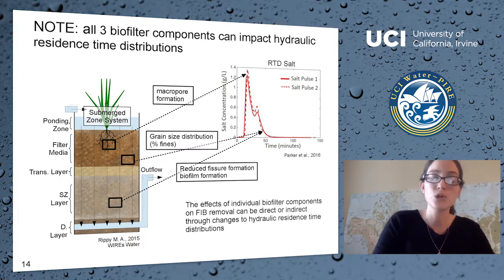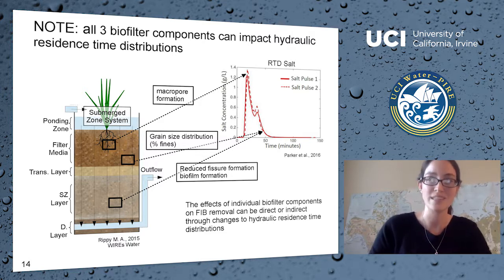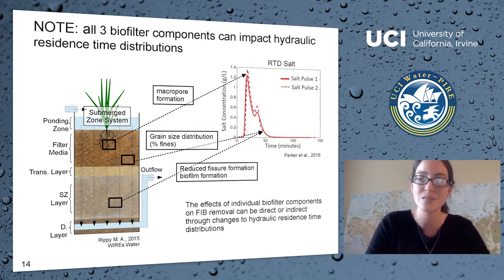And if you go look at the submerged zone, well, one of these things that the submerged zone does is it creates sort of an enhanced moisture in those dry periods between storms. So you get reduced fissure formation and less cracking, so fewer preferential flow paths, which could increase the residence time in the system. Similarly, biofilm formation, which we just talked about, could also increase the residence time in the system.